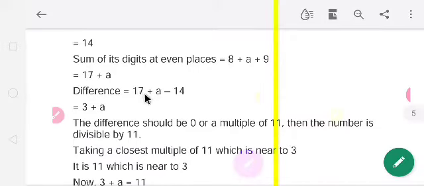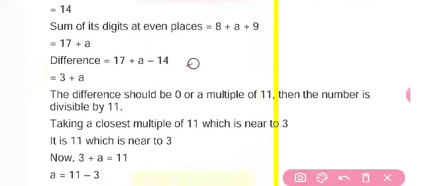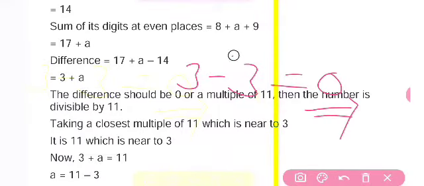If we find the difference between 17 plus A minus 14, the answer should be equal to 0 or 11 so that the number is divisible by 11. So taking the closest multiple of 11, which is nearer to 3, we have to see which number should be added to 3 so that the answer is equal to 0 or 11. Here, if we take minus 3 in place of A, then 3 minus 3 is equal to 0 and the given number is divisible by 11, but we cannot use minus 3 here, so we have to use only the positive number.